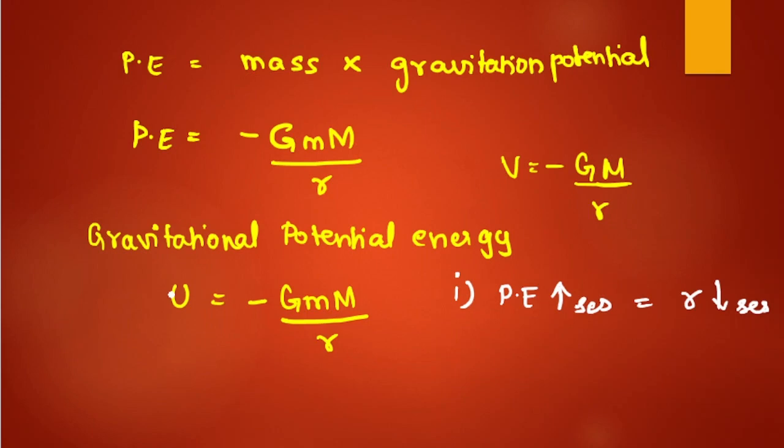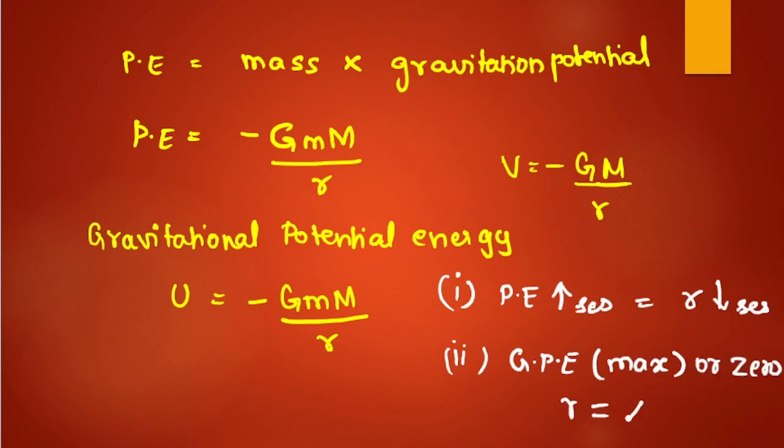Next, the second point: when your gravitational potential energy becomes maximum or zero, your R will be at infinity position. These are the two important things you have to remember for the purpose of 1 mark.